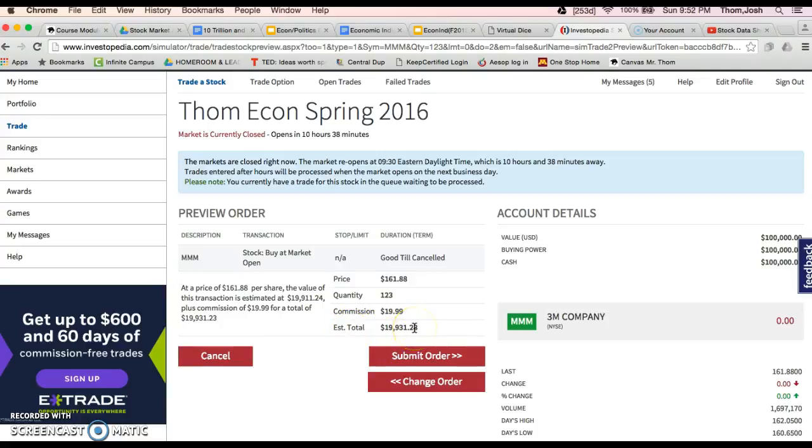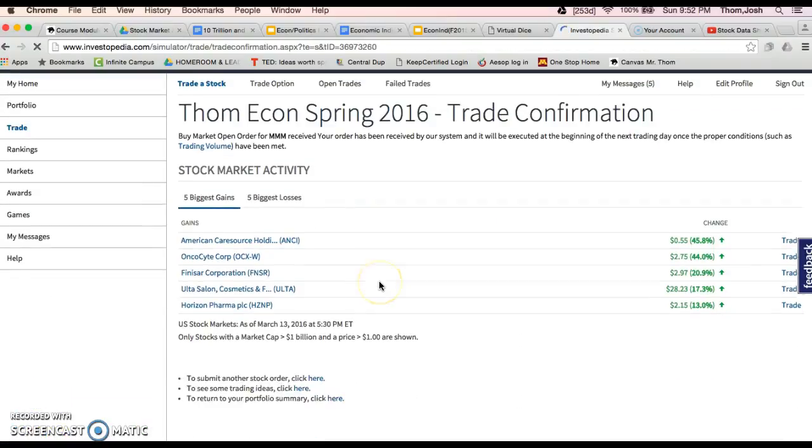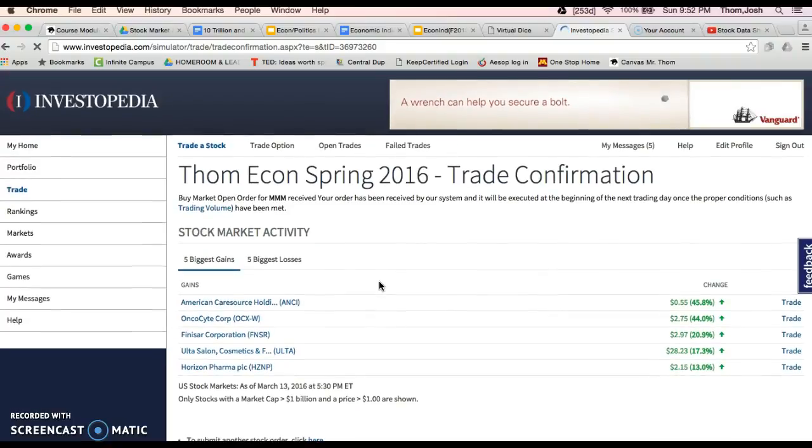Here's our total. It's going to be a little bit under 20,000 because we rounded down to the nearest whole number. And then if you want to change something, obviously go back. But if everything's correct here, you just submit your order, and then it basically tells you that your order's been received, and that's going to be taken care of.